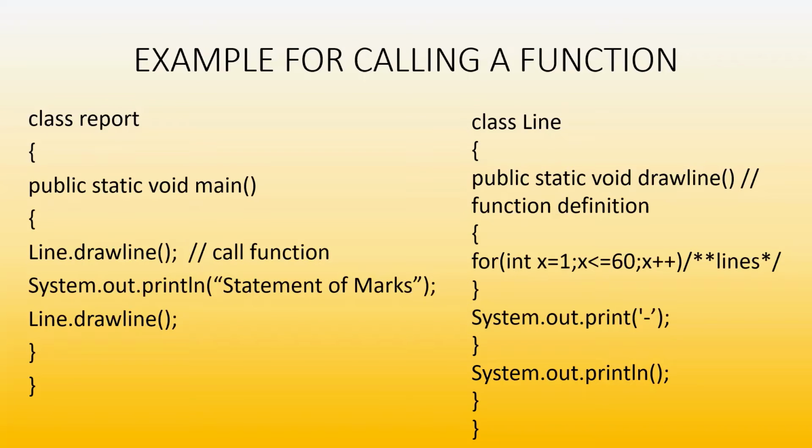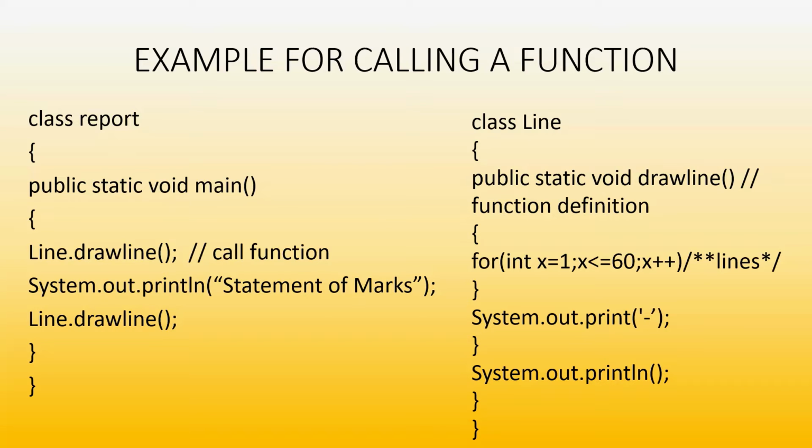Now here I've given an example for calling a function. As you can see, there are two classes here, class report and class line. Class line consists of the function drawLine, which draws a line of 60 dashes. And in class report, there is a main function. The main function calls the drawLine function from class line, which is a different class.